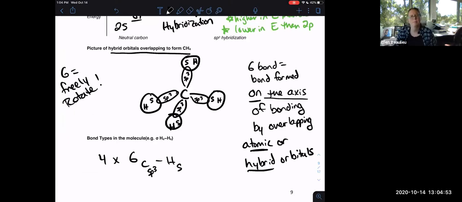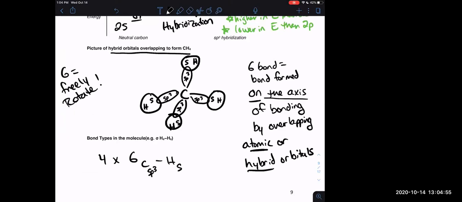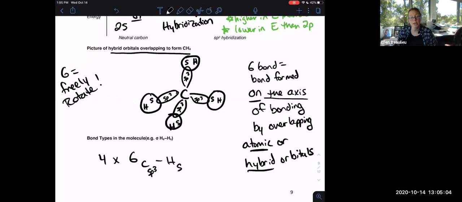How are we holding up? Emily just had a question in the chat. She just wanted to know if we need to know what angles are associated with what shape for the test.